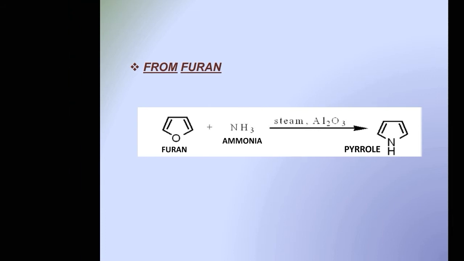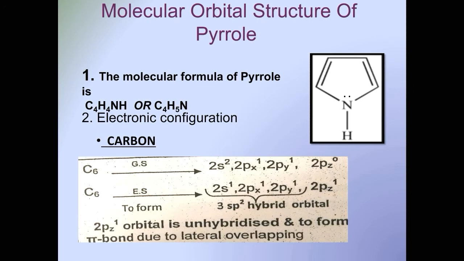Now we will see the molecular orbital structure of pyrrole. In this we will see the molecular formula, then electronic configuration, then formation of sigma bonds, then formation of pi bonds, and lastly the representation. We know the molecular formula of pyrrole is C4H4NH and C4H5N. Here it has 4 carbon atoms, 5 hydrogen atoms and 1 nitrogen atom. Next will be the electronic configuration. Now let's see it one by one.